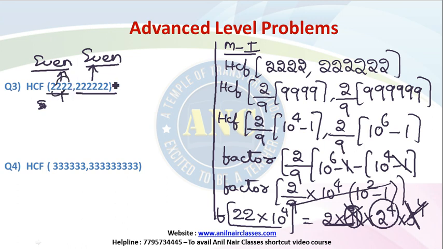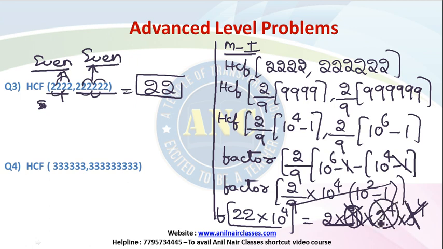Sum of odd places, sum of even places. So it is divisible by 2 and 11. Answer is 22. I hope it is clear.